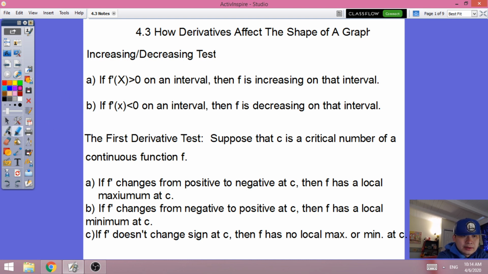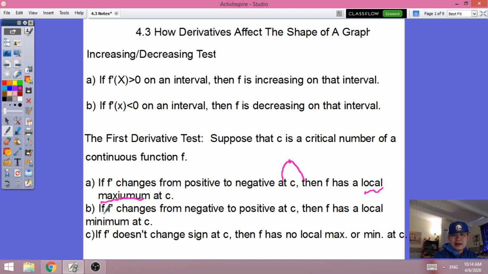Okay, let's see. Let's say we have a curve. It starts with an increasing curve, and then all of a sudden it's decreasing. That means at point c right here, that shows you the local maximum.